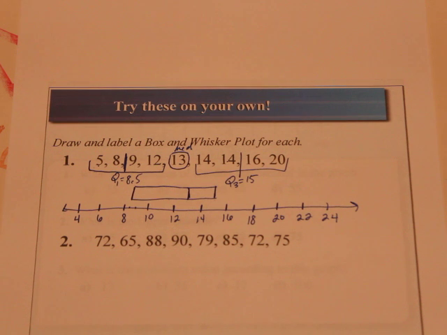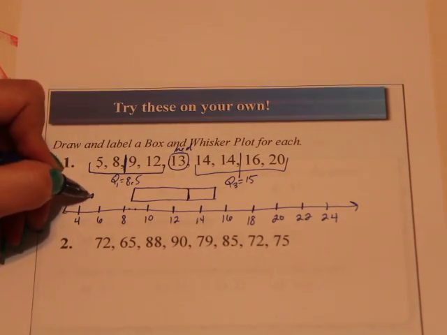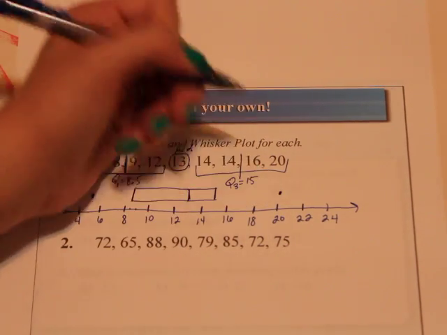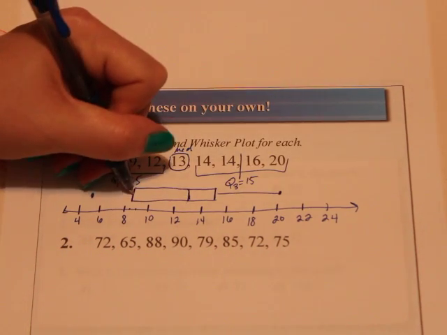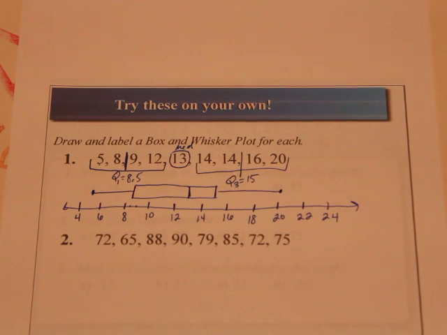And there's our box. Now we need to mark our smallest value, which was 5, right there. And our highest value, which is 20, right here. And draw our whiskers. And there we go. So that's your box and whisker plot.